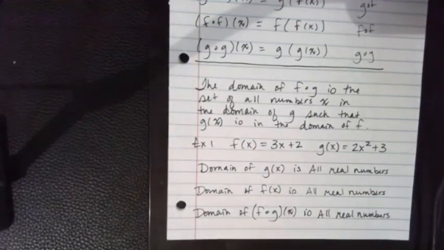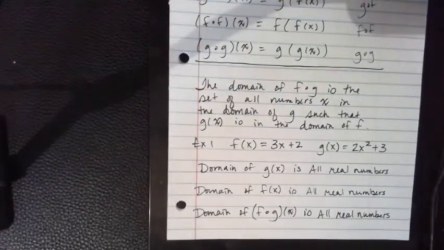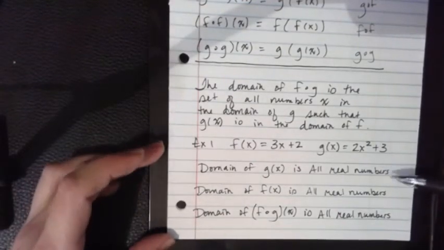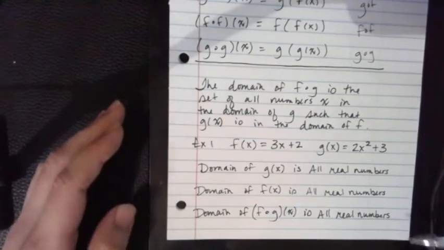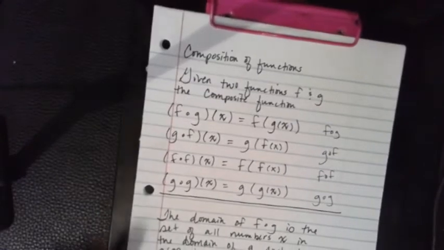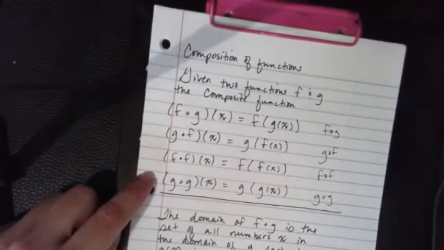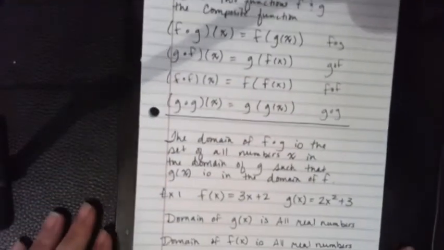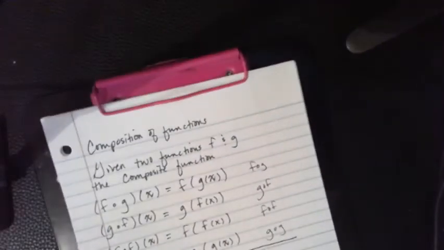Okay, we'll look at another example in a few minutes where it's not going to be all real numbers. But for now, when we start these problems, we do want to be taking our domains into consideration. So I found my domain of all three. Let's go ahead and start making our composite functions, okay? And again, we have 4 that we can find: f composed with g, g composed with f, f composed with f, and g composed with g. So we're going to take these two, f of x and g of x, and find all of these different composite functions.